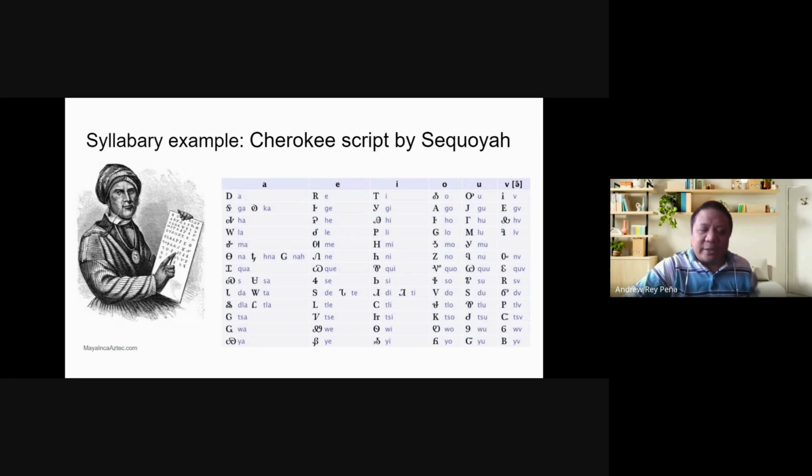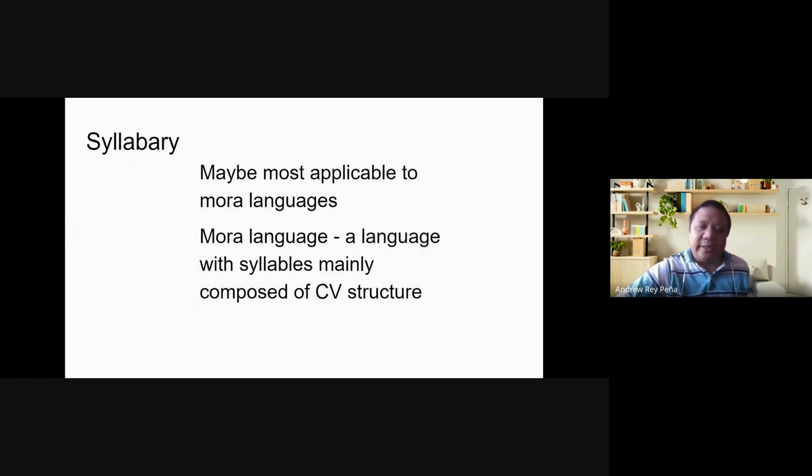Again, because of this script, the Cherokee Nation's literacy rate became high, even higher than that of European settlers. Again, this is a syllabary where it's the syllable that is represented by one symbol. Okay, maybe the syllabary is most applicable to mora languages.